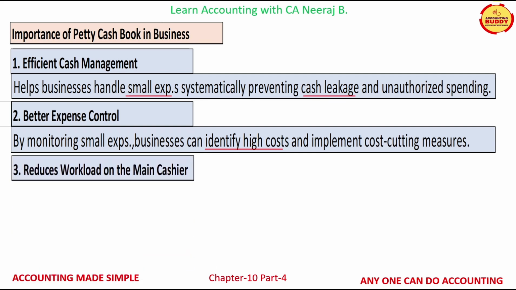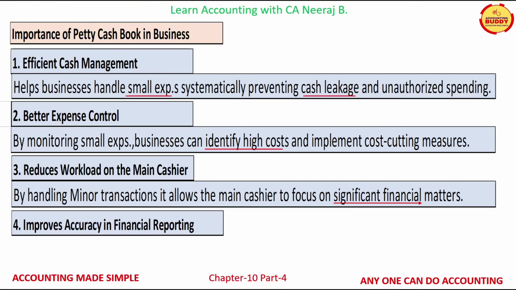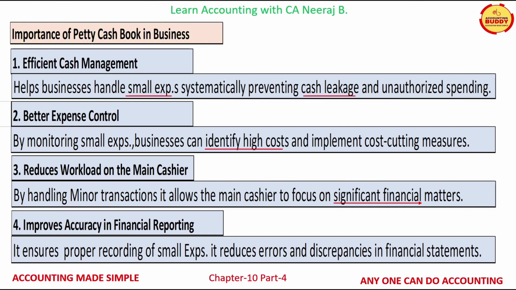In case a petty cash book is maintained by a business, it also reduces the workload on the main cashier. By handling minor transactions, it allows the main cashier to focus on the significant financial matters. Petty cash also improves accuracy in financial reporting. It ensures proper recording of small expenses and thus reduces errors and discrepancies in the financial statements.